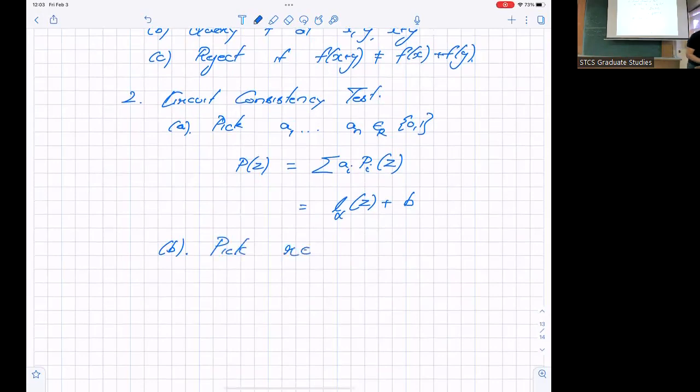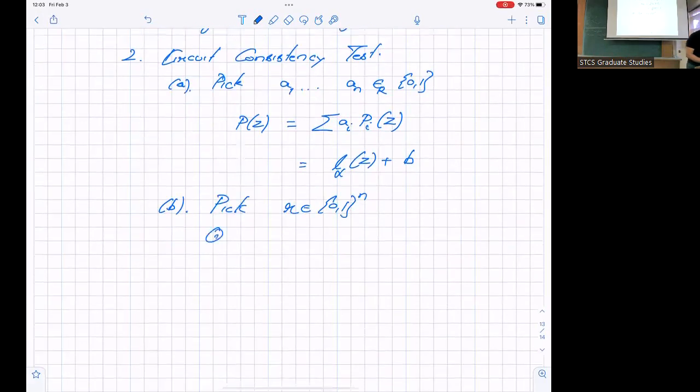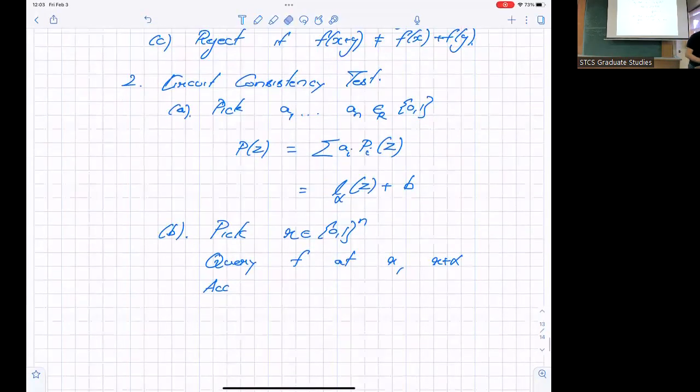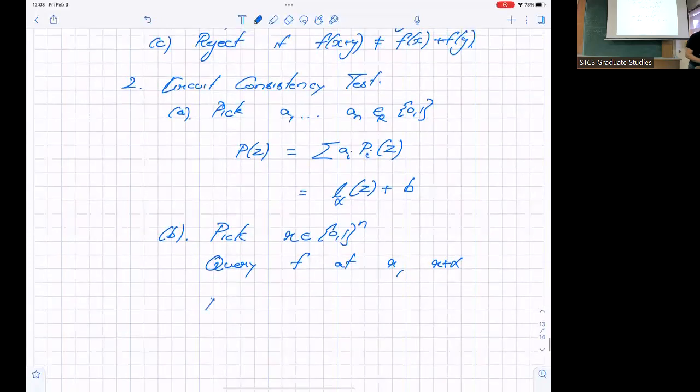R in {0, 1}^n. Query F at R and R plus alpha. Because you want to query it at alpha, you query it at R and R plus alpha, and reject if f(R plus alpha) minus f(R) plus B is not equal to 0.